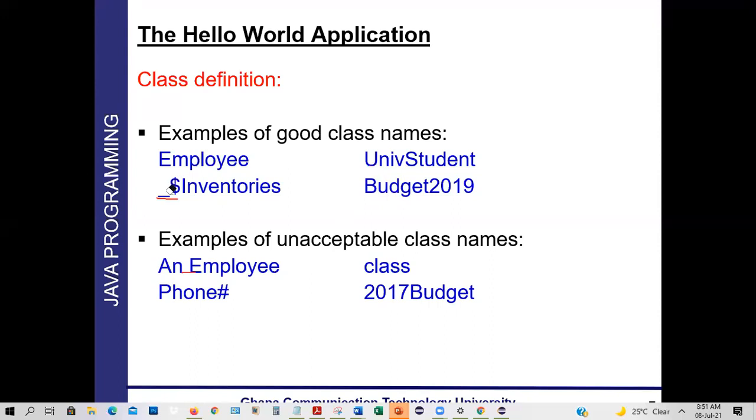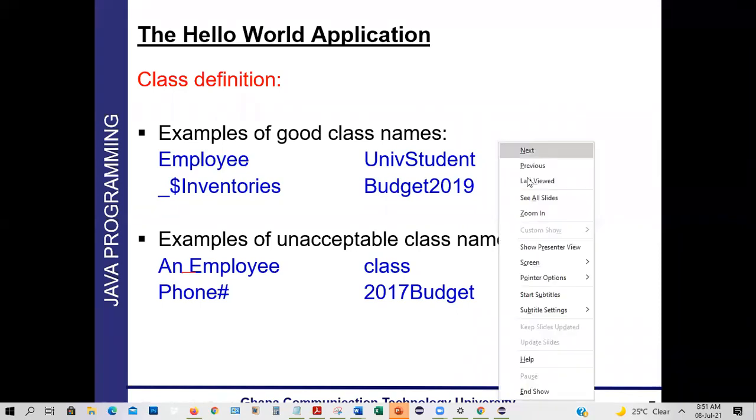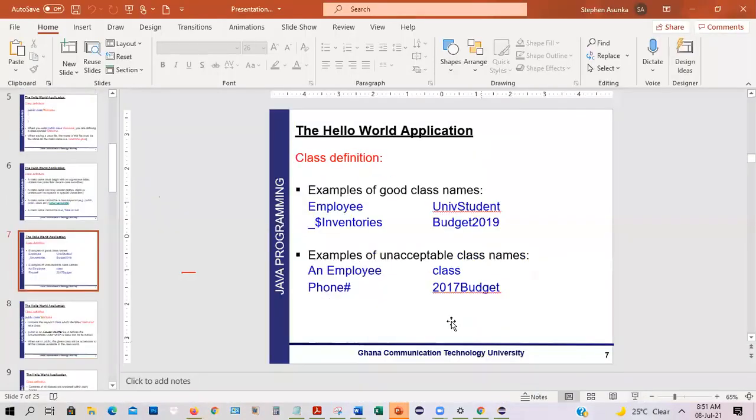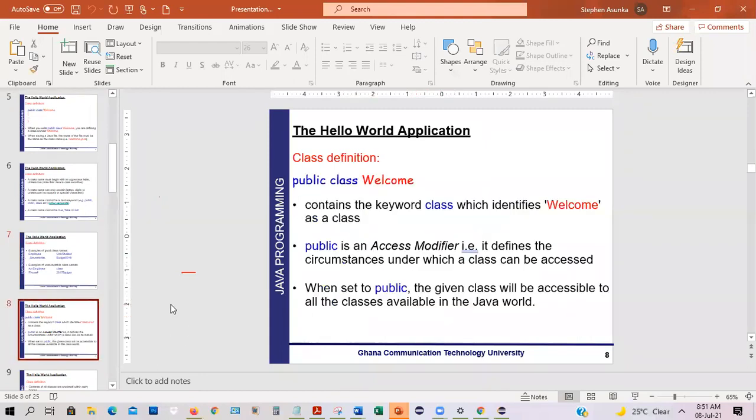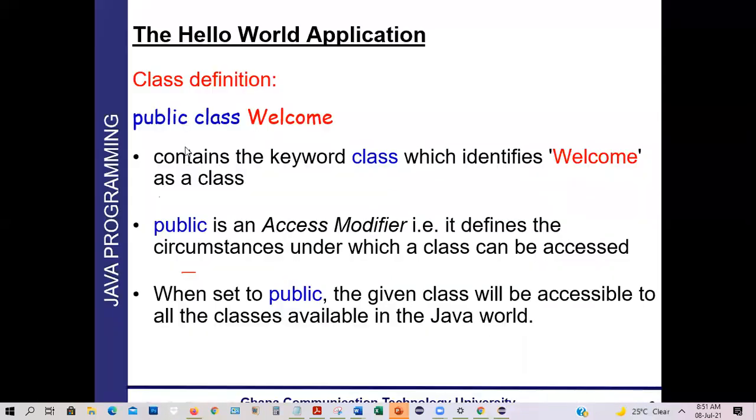So let me clean this before I move on. That's how we create classes and give them names, making sure that the names follow the convention or the syntax that we are talking about. All right. So when we write public class Welcome, we're saying that the keyword class identifies Welcome as a class. Welcome is just the name you give, but the moment there's class before it, it is identified as a class.